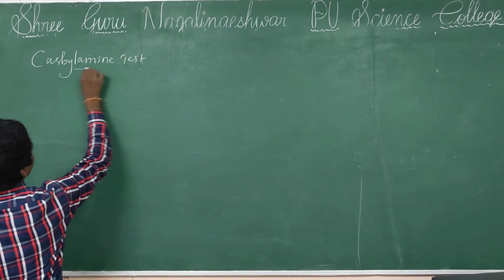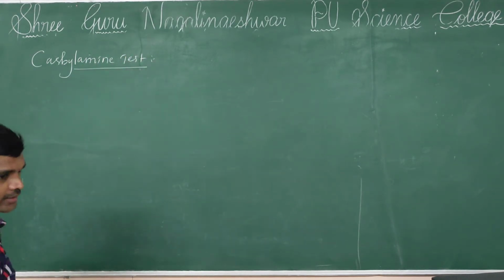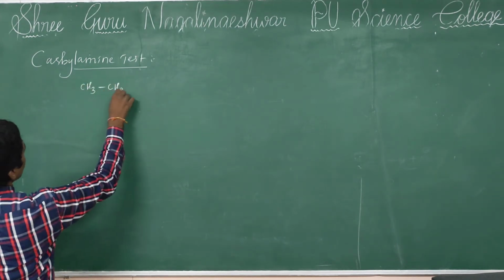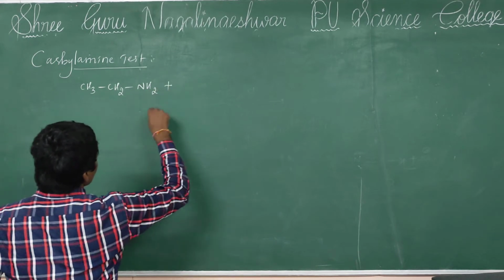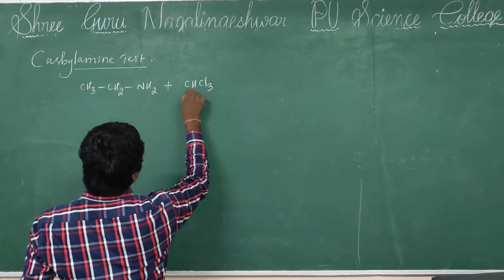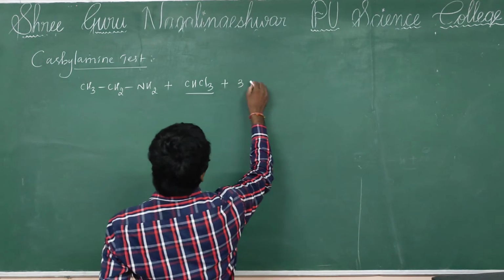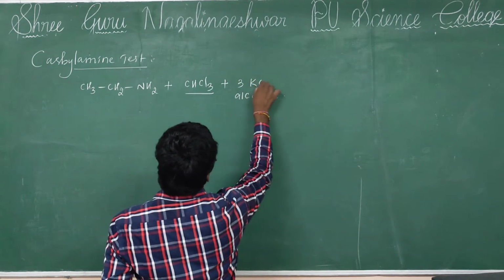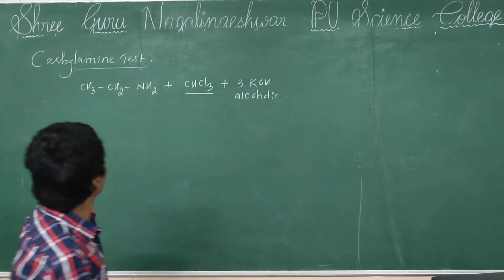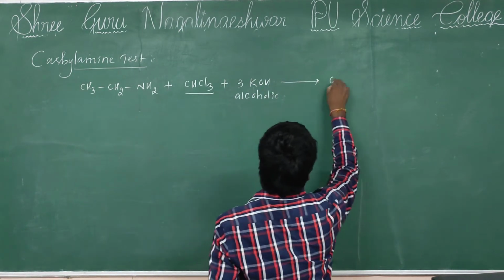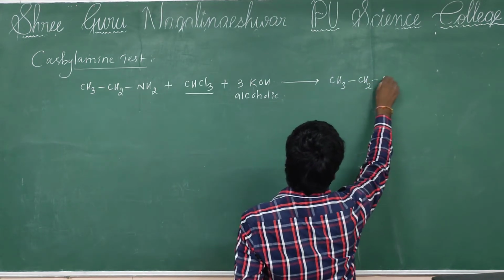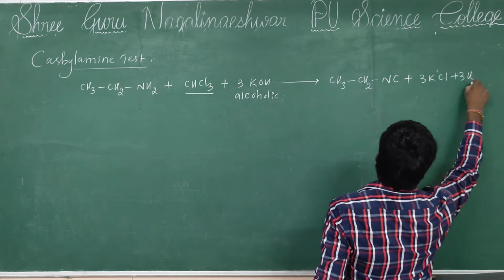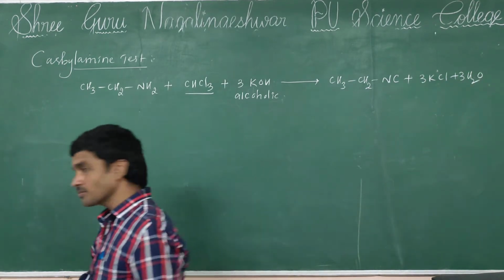Carbylamine test. In this reaction, primary amine reacts with chloroform plus 3 moles of alcoholic KOH. Then formation of isocyanide plus 3KCl plus 3H2O takes place.